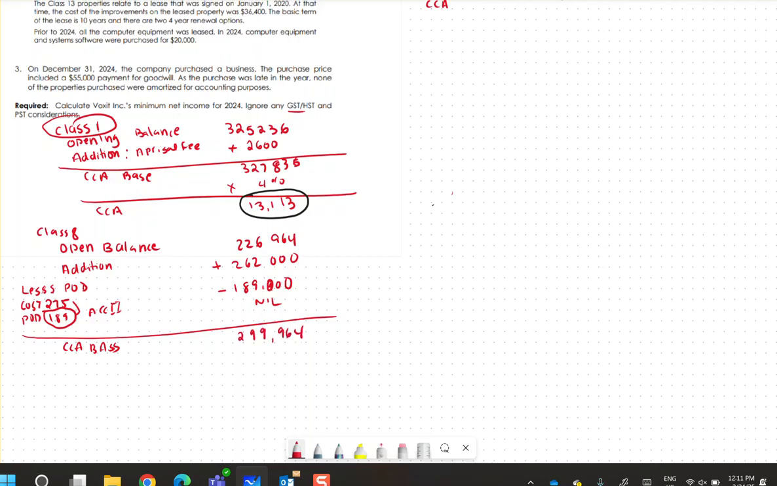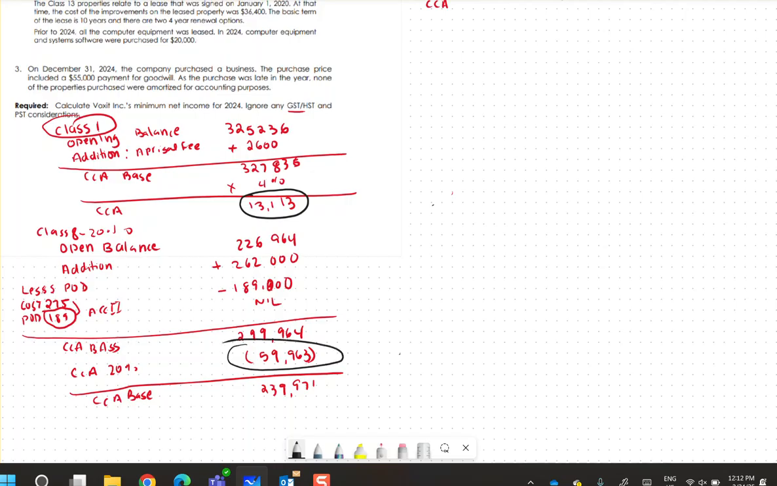So you add and subtract, and we get 299,964, and for class 8 we come up with a 20% rate. That will give me my CCA of 20%, which will be 59,963. Then my CCA base for next year will be 239,971. In this case, I am going to circle my CCA because I will be needing that.